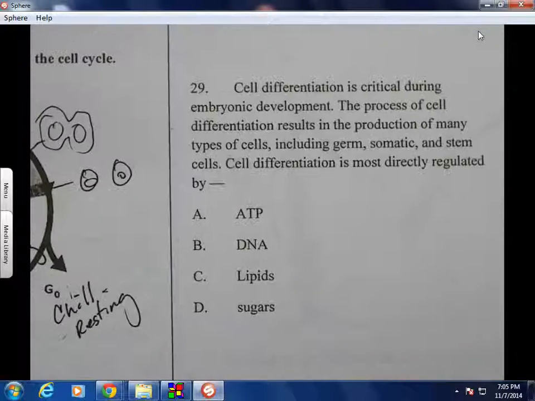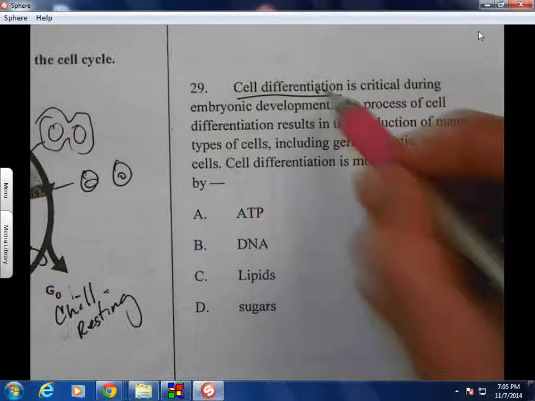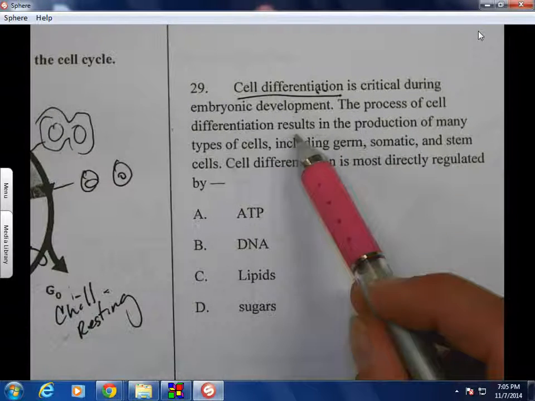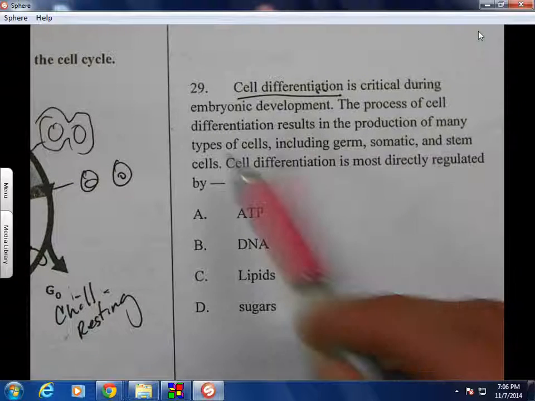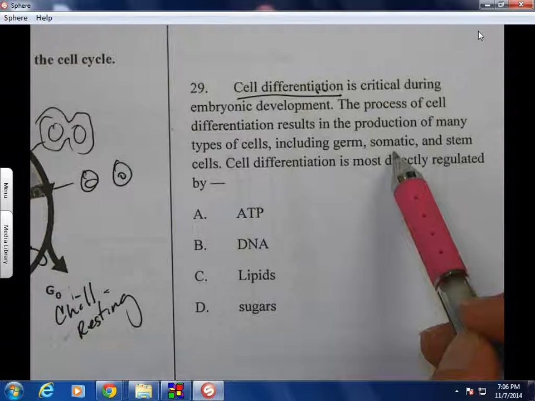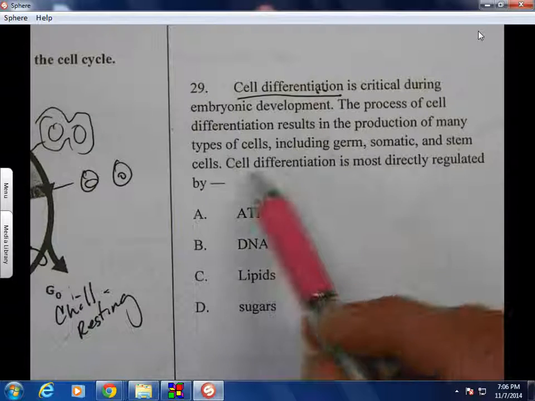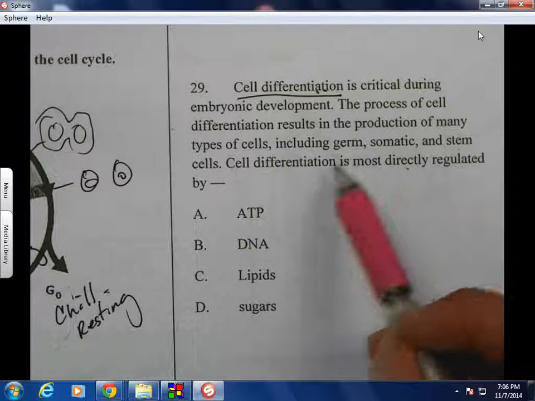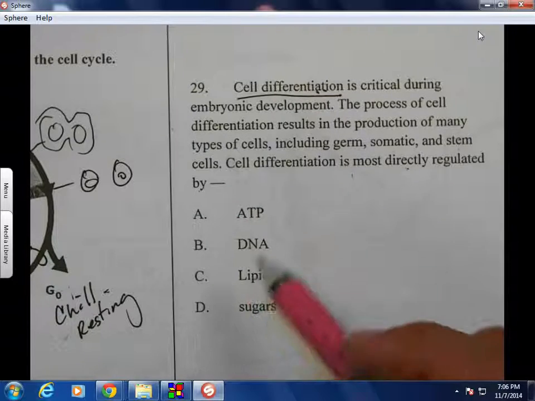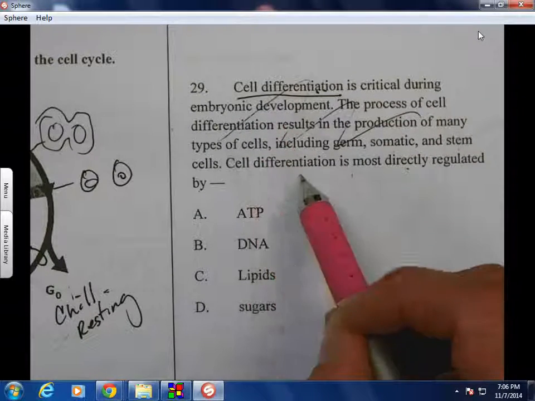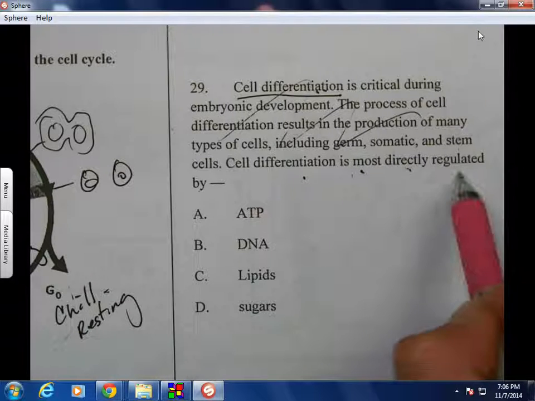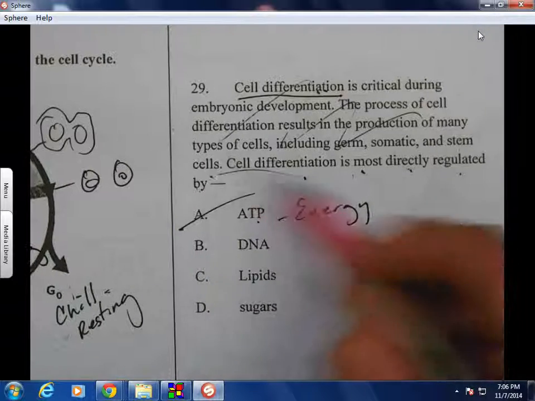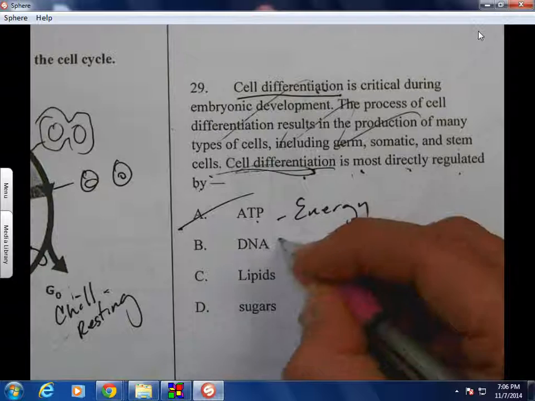Number 29, cell differentiation. How cells become different is critical in embryonic development. The process of cell differentiation results in the production of many types of cells, including germ, somatic, and stem cells. Cell differentiation is most directly regulated by... So I don't even need any of this either. ATP, that's energy. That's not telling my cells to be different. DNA, yes, I think it's that.